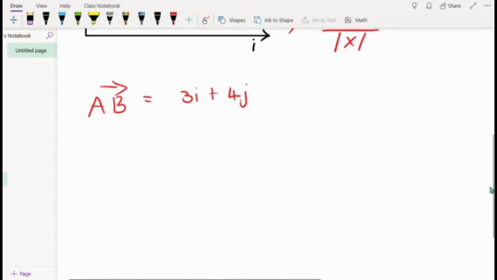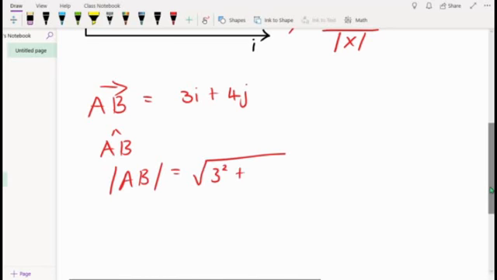So we are asked to get the unit vector for this. The first thing is that we have to get the magnitude of AB. The magnitude is going to be equal to the square root of 3 squared plus 4 squared, that is the square root of 25, so that is equal to 5. So that is the magnitude.